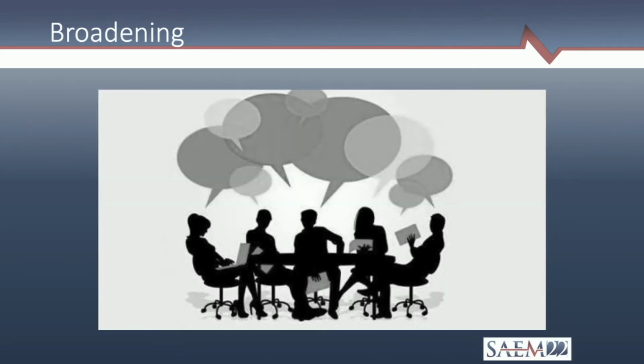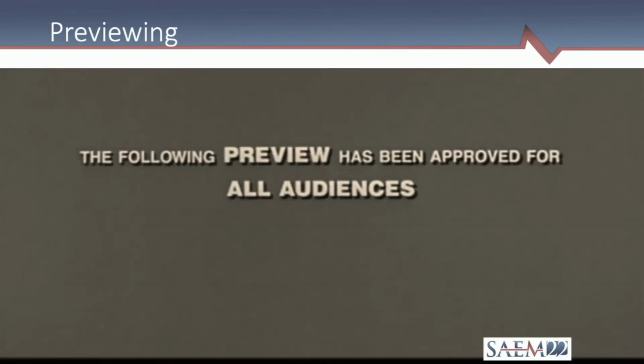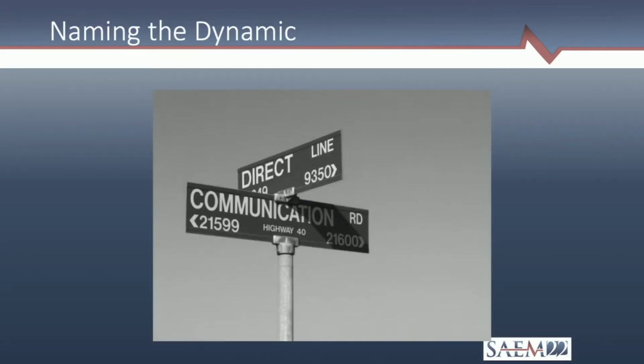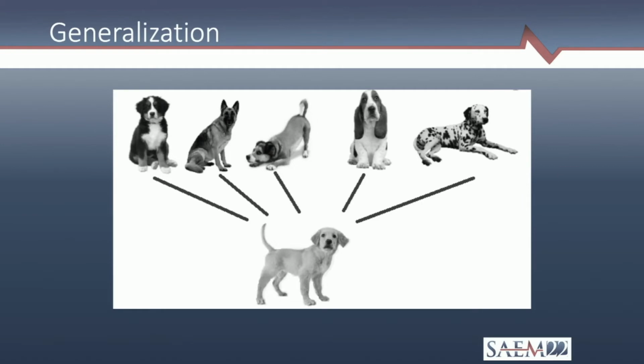Broadening, or extending the example to involve other learners or to bring in other relevant outside information. Previewing, a technique for moving discussion beyond the point of fixation, which might involve setting up expectations before delving into your teaching. The next one is naming the dynamic, which is highlighting the challenge or sticking point, just calling out what the problem seems to be and bringing it out into the open for discussion. And finally, generalization, or applying learning points or principles from one situation to another to permit knowledge extension.